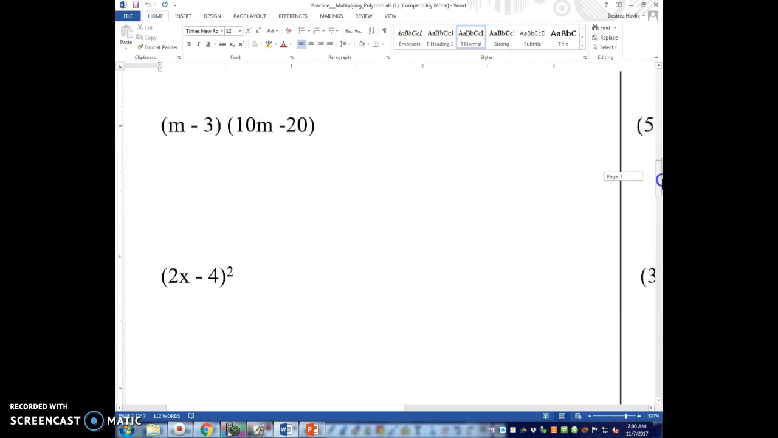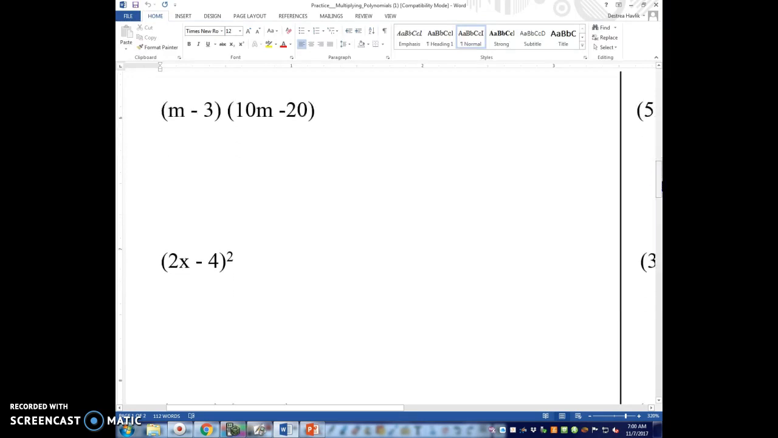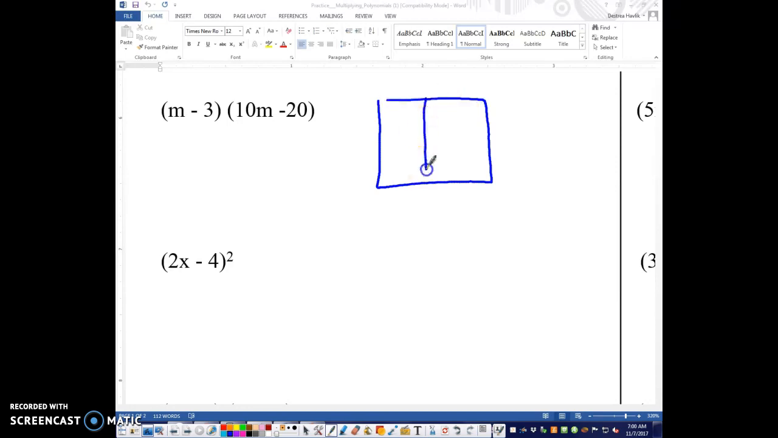All right, here we go, moving on. This one's a 2 by 2. So, we make our box. M minus 3 goes on top. 10m minus 20 goes to the side. Don't forget your minus 20.